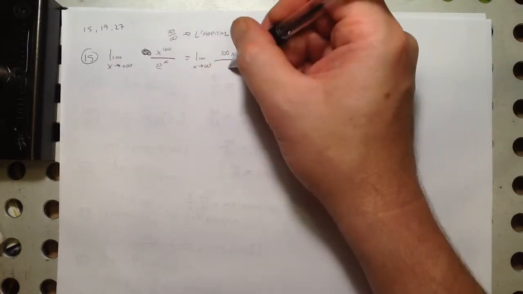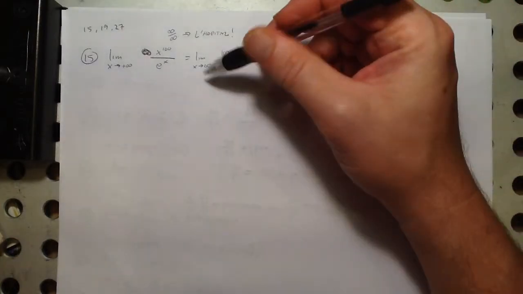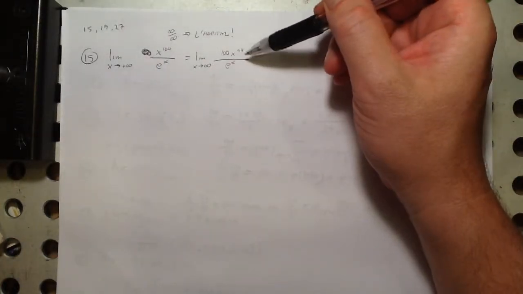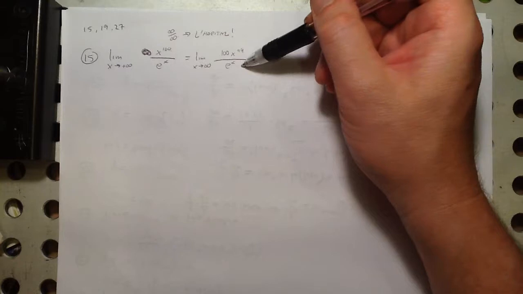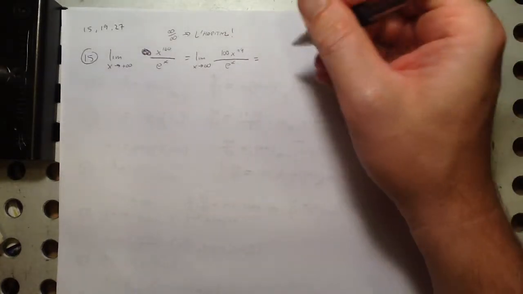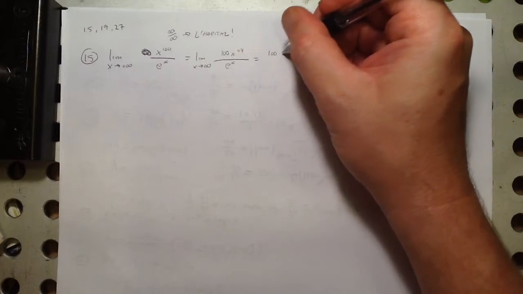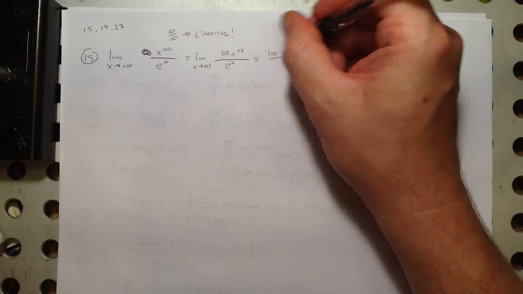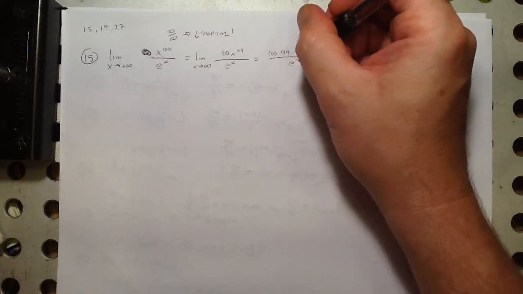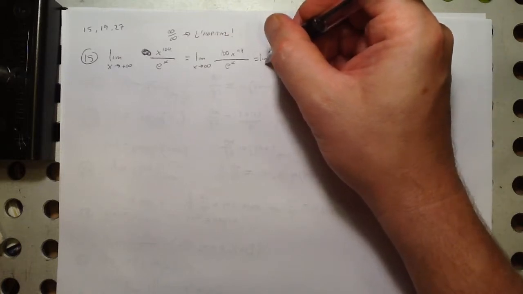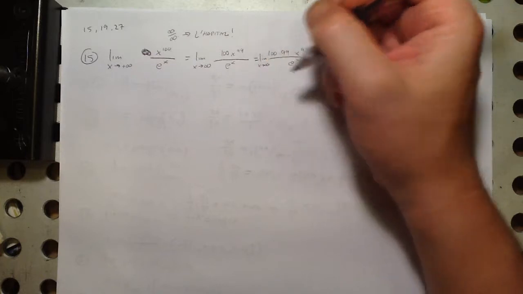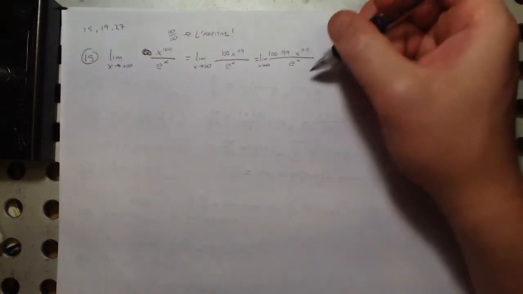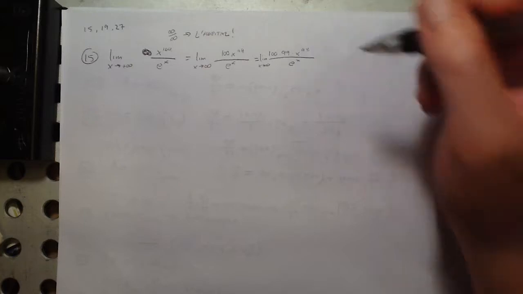So let's see, you take the derivative of the top and the derivative of the bottom. The derivative of e to the x is just e to the x. So let's try again. Now we plug in the infinity and we get infinity over infinity again. So I guess I can do L'Hopital's rule again. So that's 100 times 99 times x to the 98th over e to the x. And I should write in my limit as x approaches infinity, because I haven't done that yet. And I plug in infinity, and we get the same thing again.